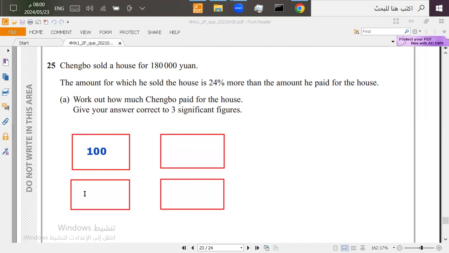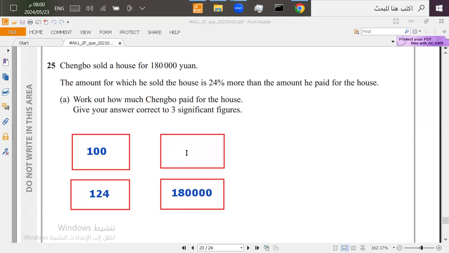Now, King sold the house for this money, and this one is 24% more. It means 100, when you add 24, it's going to be 124. So this one means 24% more. And this is the money he sold the house for. And we are trying to find the original. So this one is the new amount of money, or the money he sold the house for, 180,000.